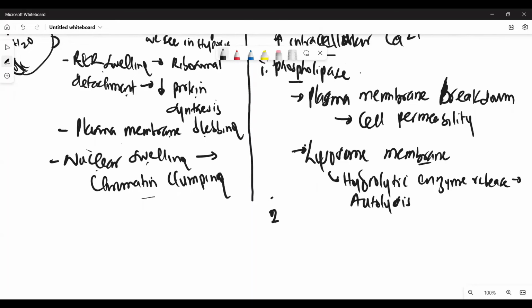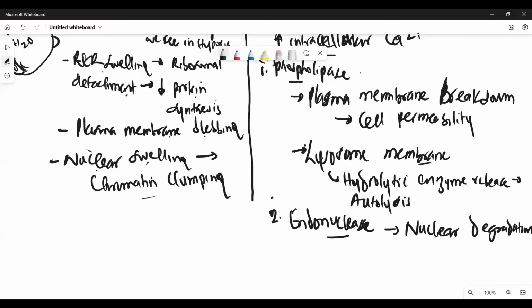The next enzyme that is also going to be activated by the calcium is going to be the endonuclease, right? And from the word endonuclease, we kind of have an idea of what this enzyme is going to do. So this enzyme is going to break down the nucleus, right? So they're going to lead to nuclear degradation.